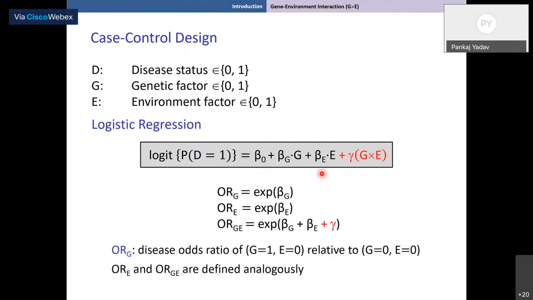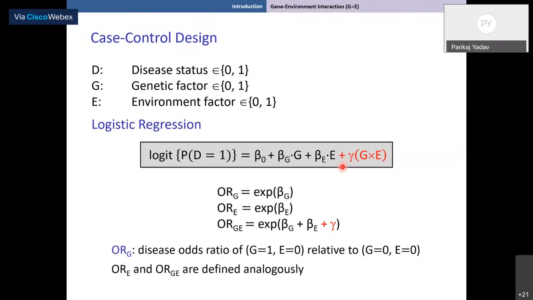So this is the model that has been used when people use case control designs. They fit the genetic and environmental data of the cases and controls to this model, and then they estimate gamma. That gives us the estimate of the interaction between these two factors.